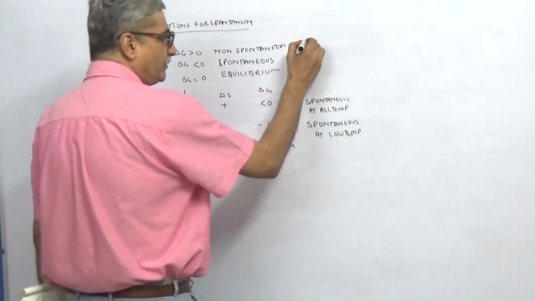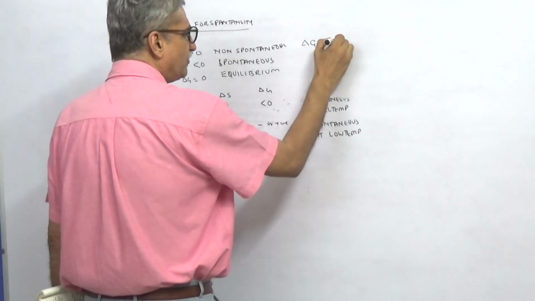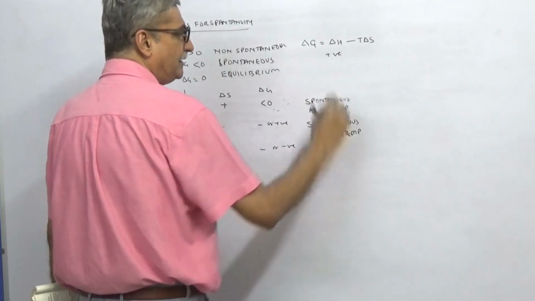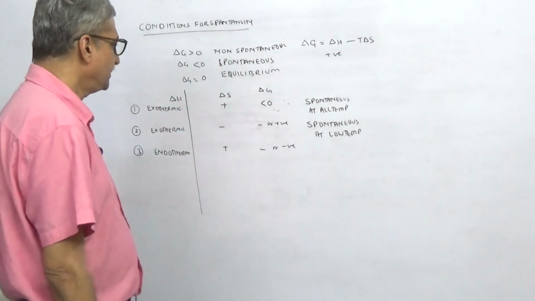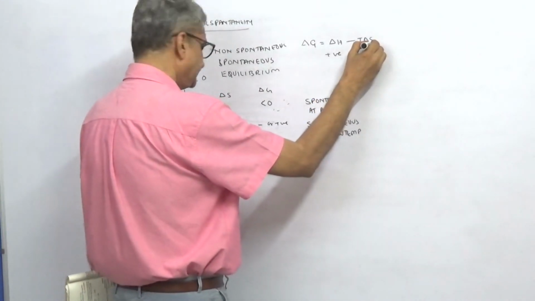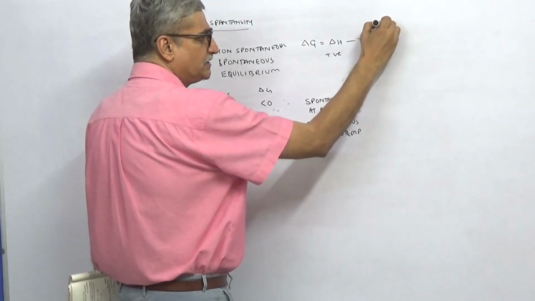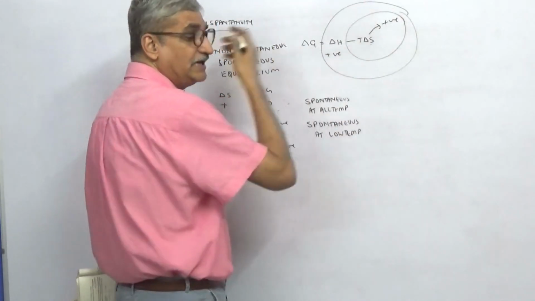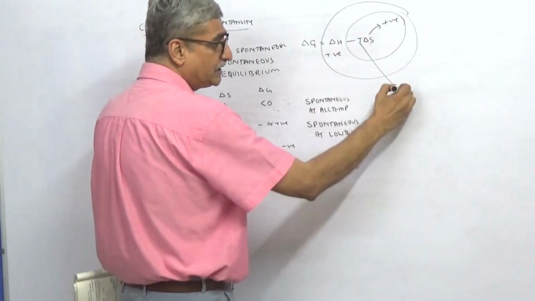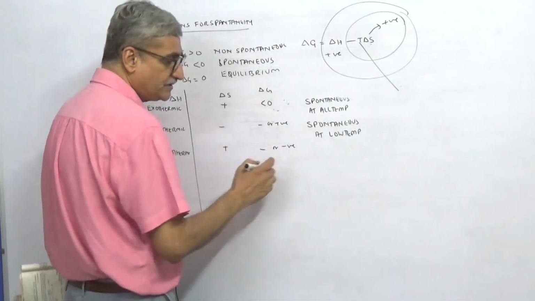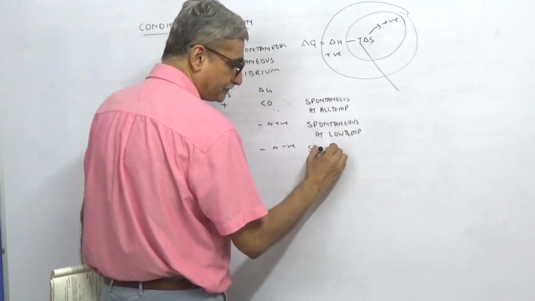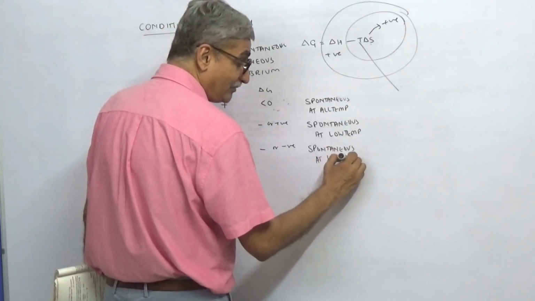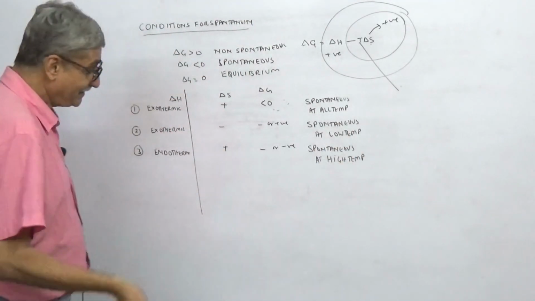Look at this case. The equation is delta G is equal to delta H minus T delta S. Your delta H is positive and your delta S is positive. For the whole thing to be negative, the minus T delta S term has to become large enough. When will that happen? When temperature becomes high. So this will be spontaneous only at high temperature. I was thinking about the next one, and I made the mistake last time. I am mentally preparing for the next one.